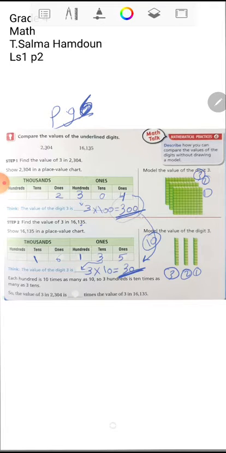Look, because we have here 2 zeros and here we have only 1 zero. The difference between 2 zeros and 1 zero is 1 zero. So that means this one is greater than this number by 10 times. So the value of 3 in 2304 is 10 times the value of 3 in 16,135.